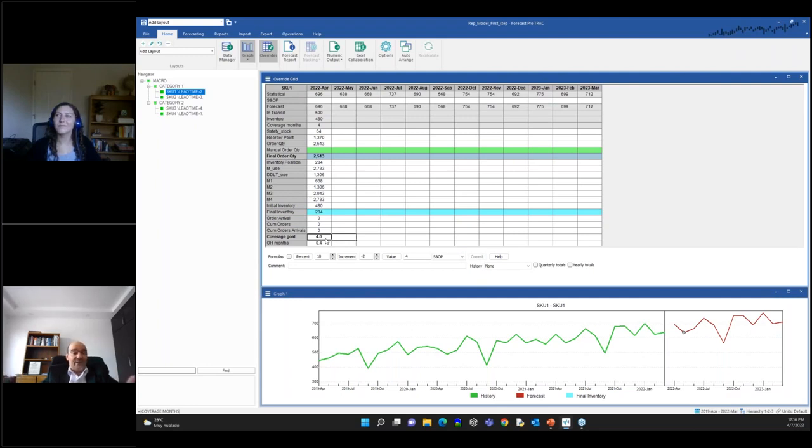Or if you want, maybe you want to have the coverage goal related to the lead time and calculated automatically. Let's do it. I'll click here. I'll delete it. Okay. I click again. I'll say equal. And I include a very, very simple formula. I would like to use the coverage goal as, let's say, 2 times the lead time.